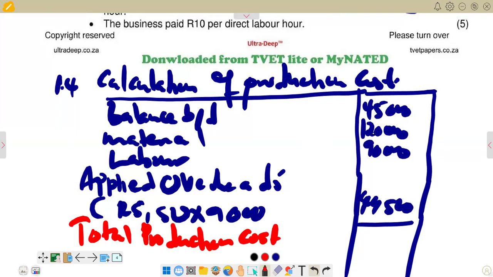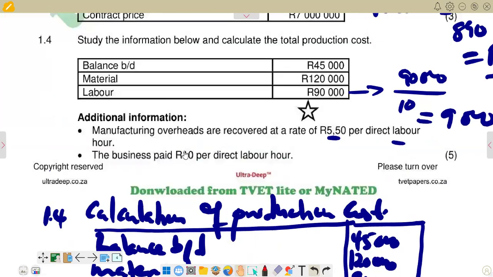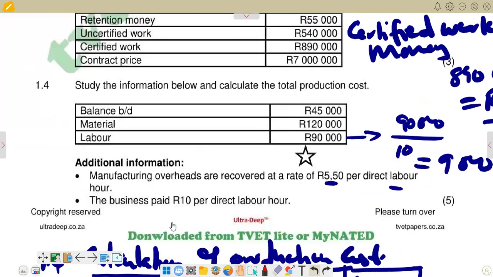So you get this one, 45,000 plus 120,000 plus 90,000 plus 44 plus 49,500, and then we get our 304,500. So this is our total production cost. This is what we have put into this question. Then we can move on to see what we have in terms of the next question.